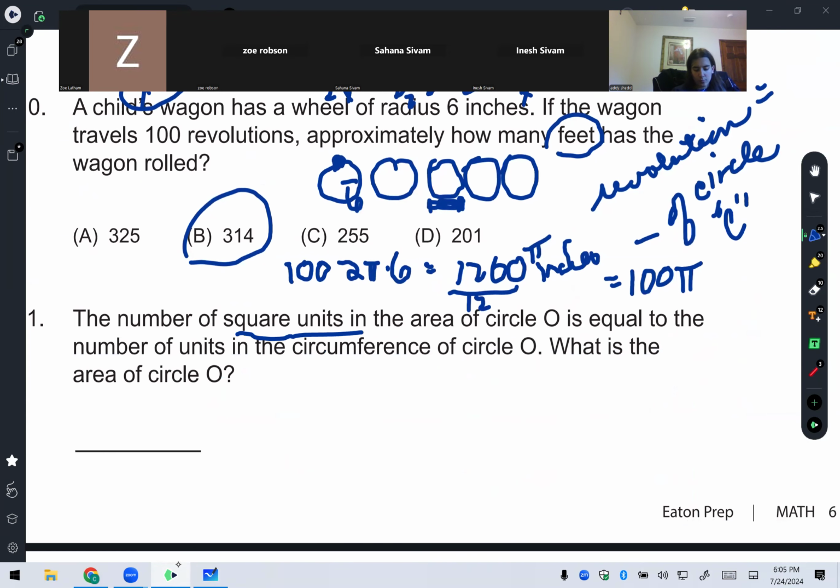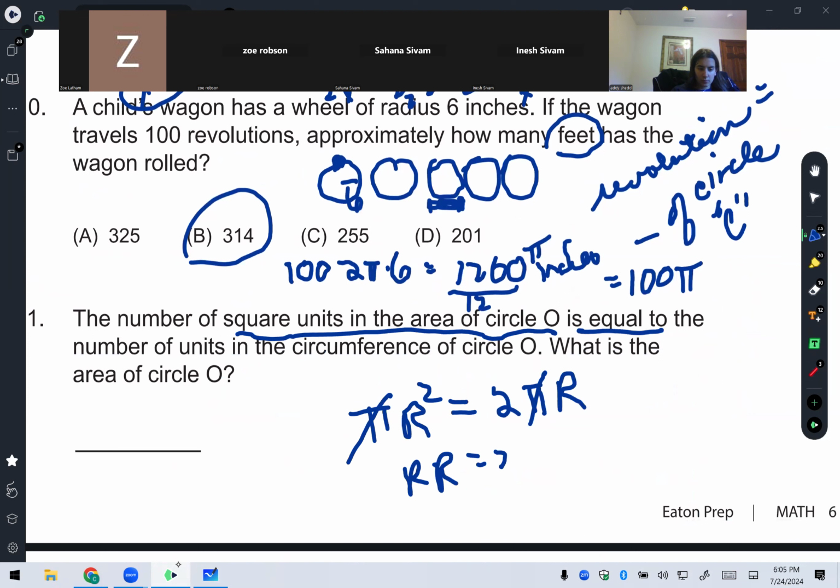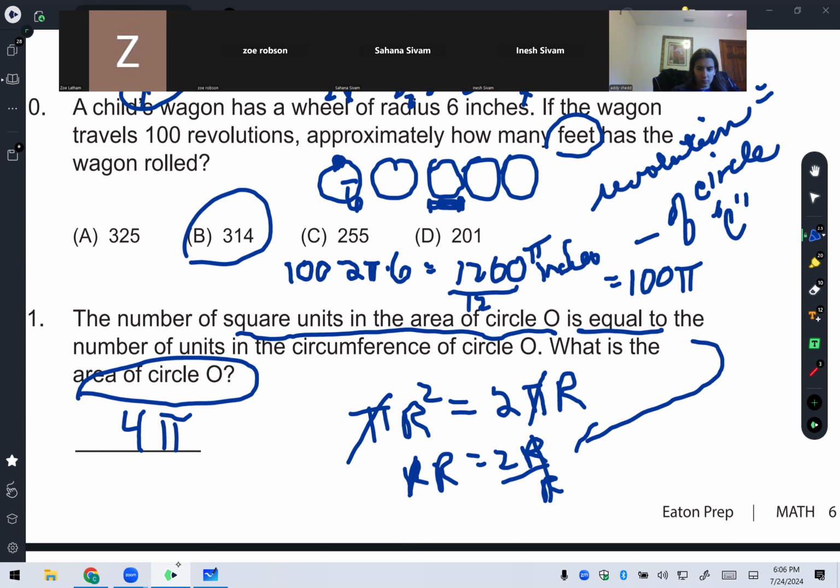Okay, let's go to this one. The number of square units is a word problem in the area. So that would be pi r squared is equal to the number of units in the circumference. So we can divide by pi, and now we find that the radius is 2, and so the area of circle O will be 4 pi. So that was the circle we had in the beginning where the circumference was equal to the area. I just put that one in there so you wouldn't be intimidated by a word problem.